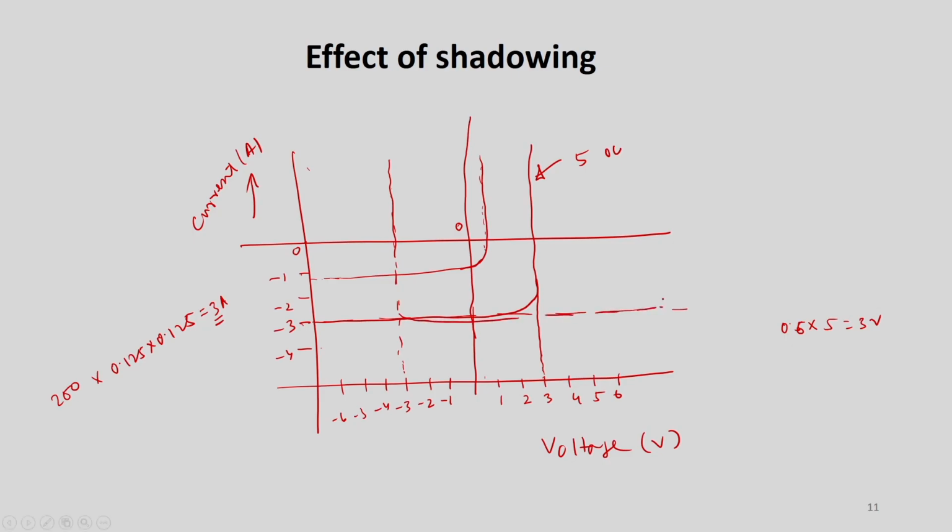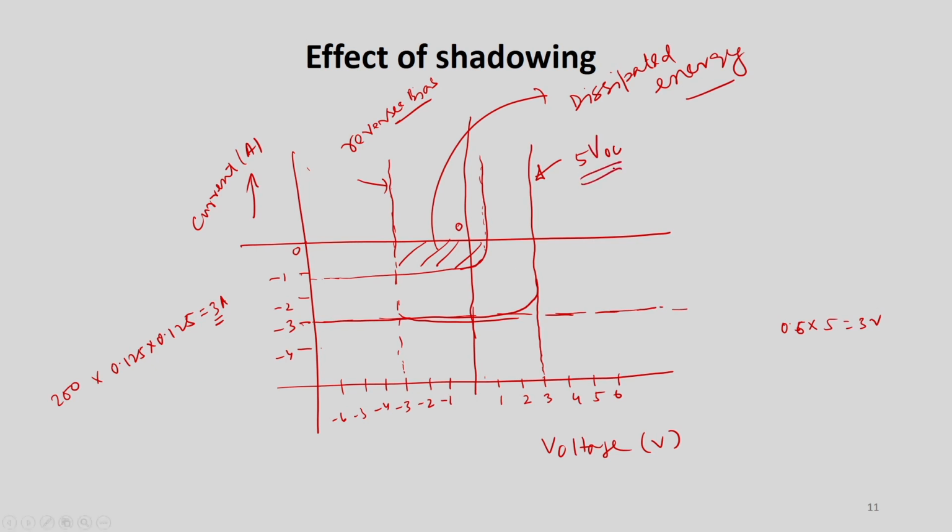So as I said, this is for reverse bias. Now this part is the dissipation. So the dissipated energy is this one. What I have drawn here for this is 5 volt. So this is an IV characteristics curve for the scenario we discussed in the last slides.